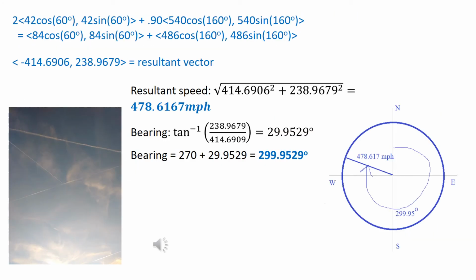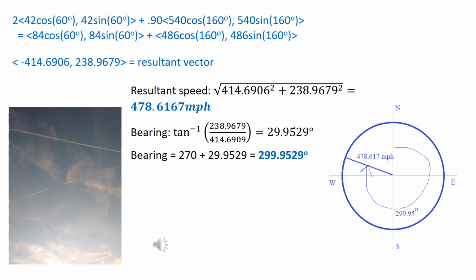Adding these two vectors together will add x components, and then we'll add y components. So the 84 times cosine of 60 degrees added to the 486 times cosine of 160 degrees gives a decimal value of approximately negative 414.6906 for the x. Adding 84 times sine of 60 degrees to 486 times sine of 160 degrees gives us a y component of 238.9679.